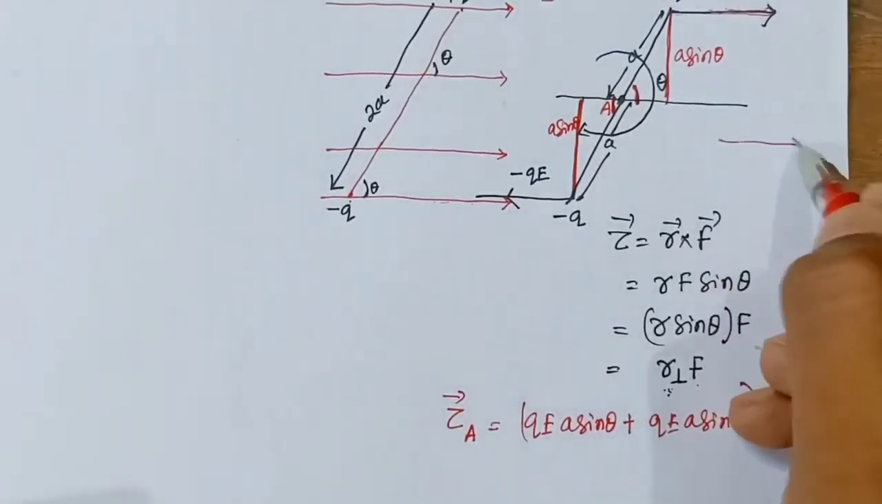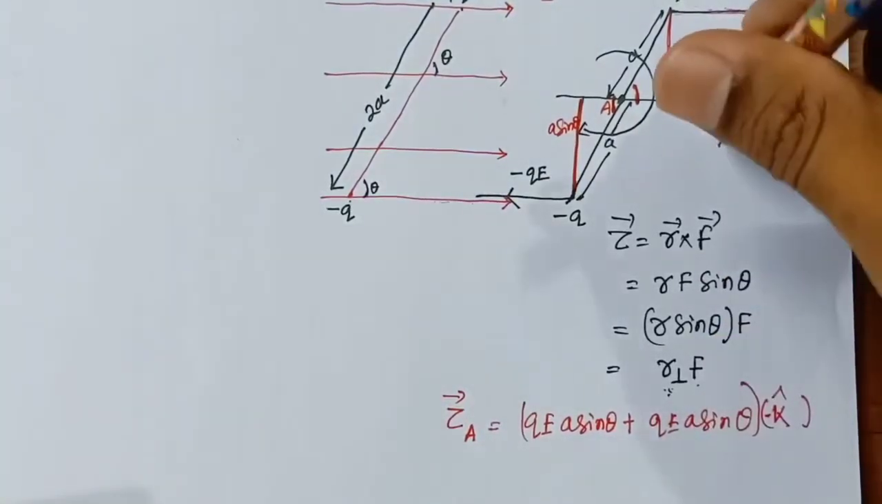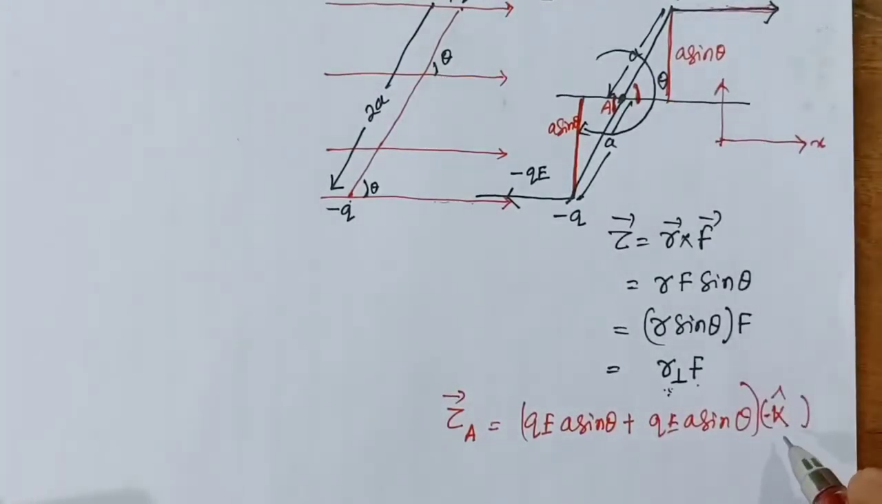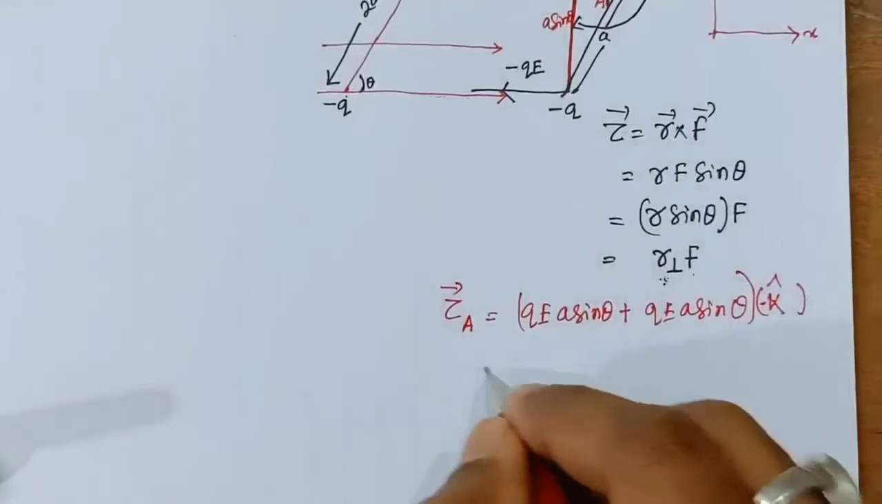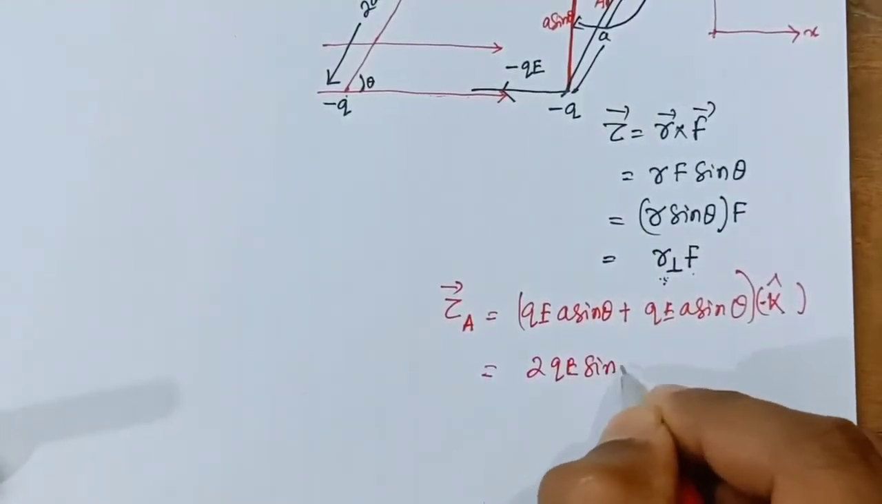It means if this is x and this is y, the z direction outward is positive, and I said inward is minus k cap. So the expression coming is 2qE a sin theta.